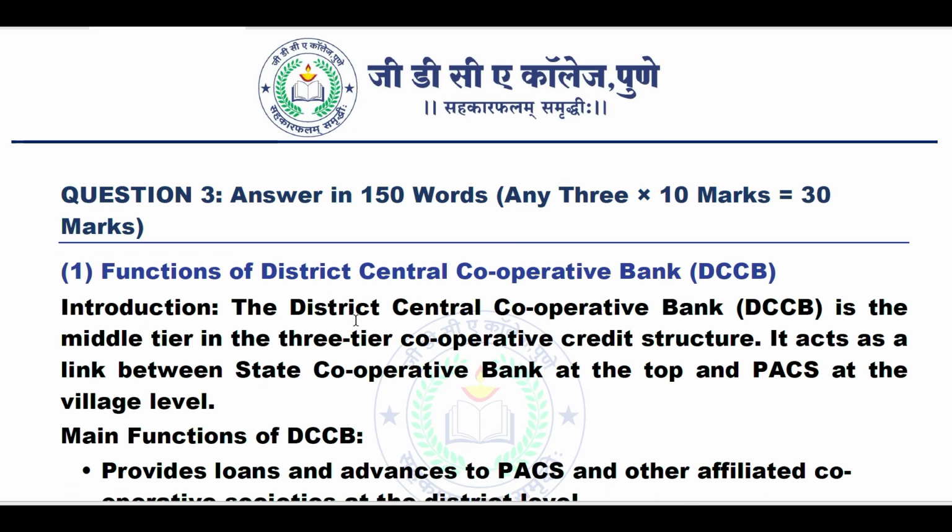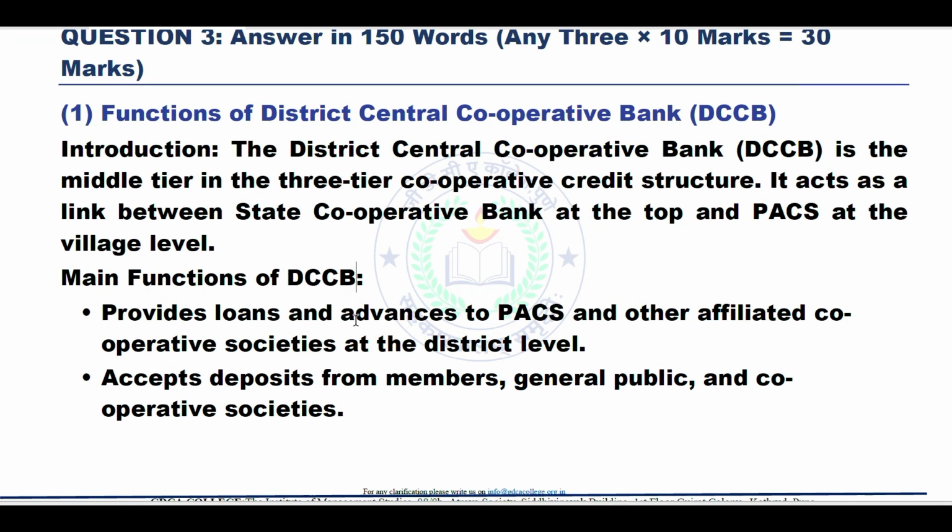So the first question asked was the functions of district central cooperative bank, that is DCCB. What will be the introduction for this particular question? You had to write: the district central cooperative bank, that is DCCB, is the middle tier in the 3-tier cooperative credit structure. It acts as the link between the state cooperative bank at the top and PACs at the village level.